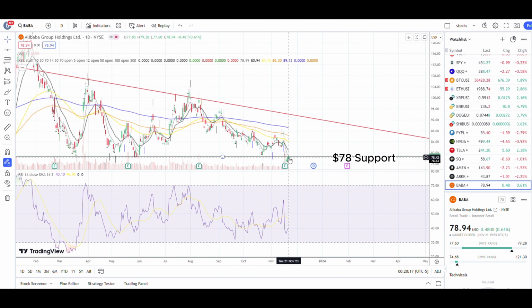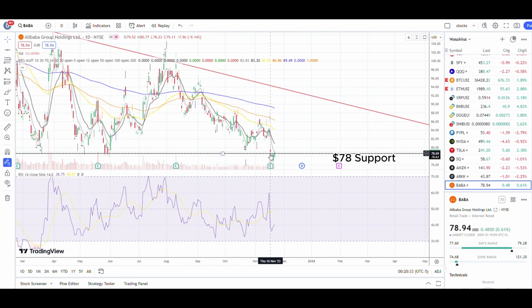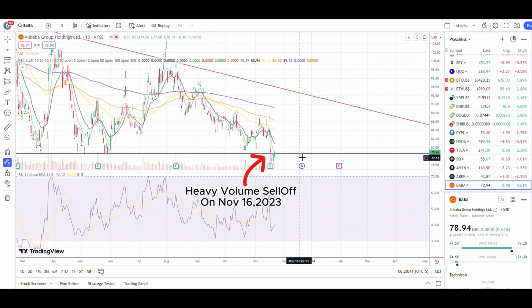But if you guys see, we are right at the close of this resistance level, which is around the $78 and $79 mark. So what we ideally want to see is to get back at least into this region to regain some stock strength. But if you guys notice, we did a heavy volume sell-off on the earnings day on 16th of November 2023, and that pushed us way down before this resistance level.